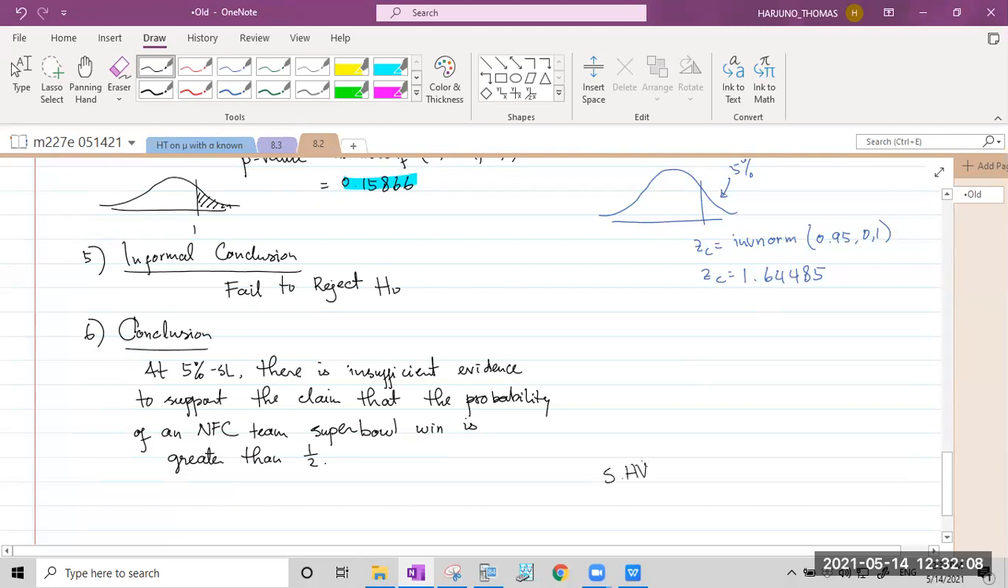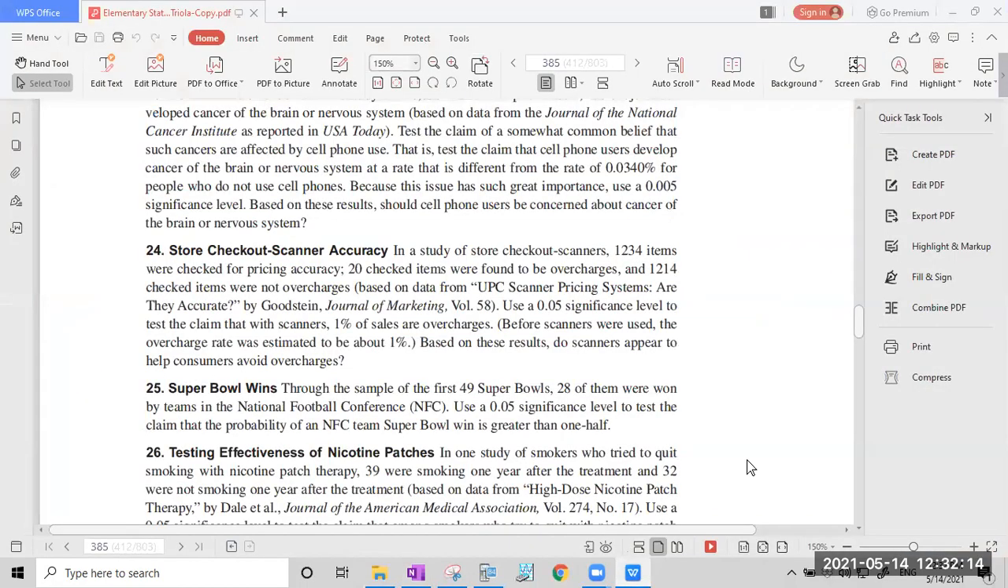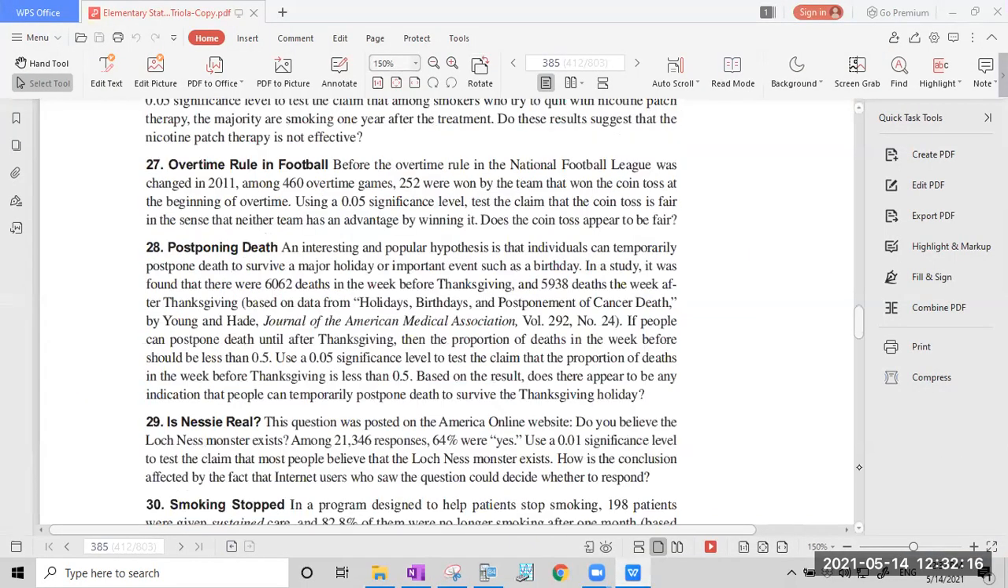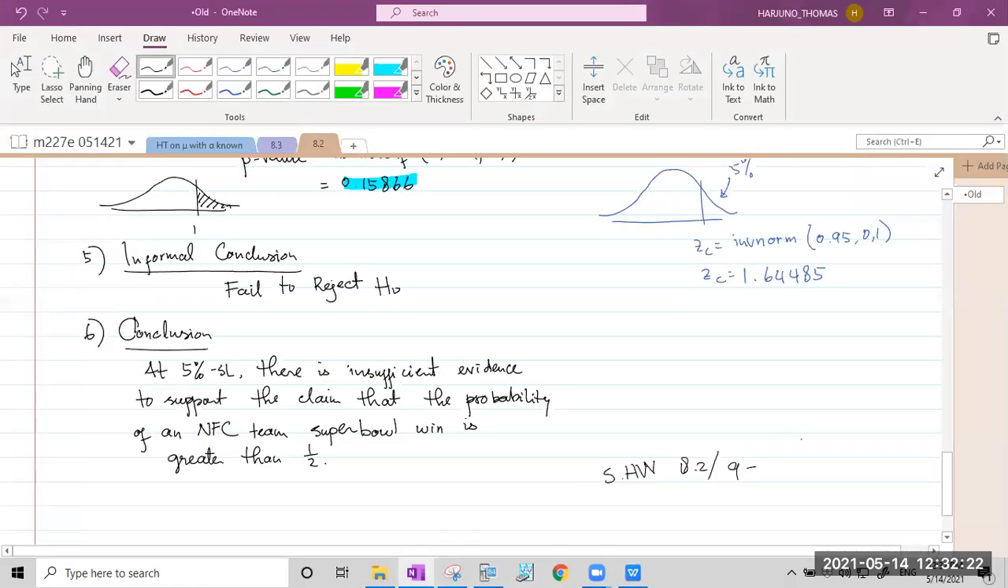Suggested homework from this section 8.2 will be from number 9 to number 25, maybe or 27. To 25 is good enough.